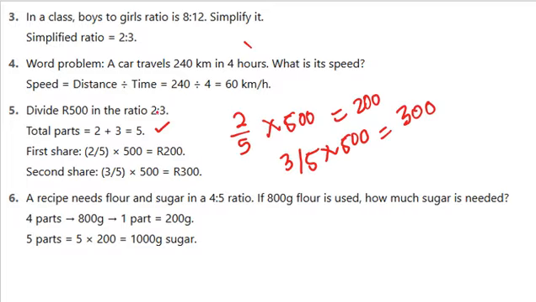So it means that for this quantity of 2 units, it's gonna get 200, and the quantity of 3 units is gonna get 300. Okay, you can see that if you sum this, it's gonna give you 500. So it means that 500 can be divided to this ratio. It's gonna give you 200 and 300. Okay, so the first share is 200, second share is 300. So that's dividing the ratio.